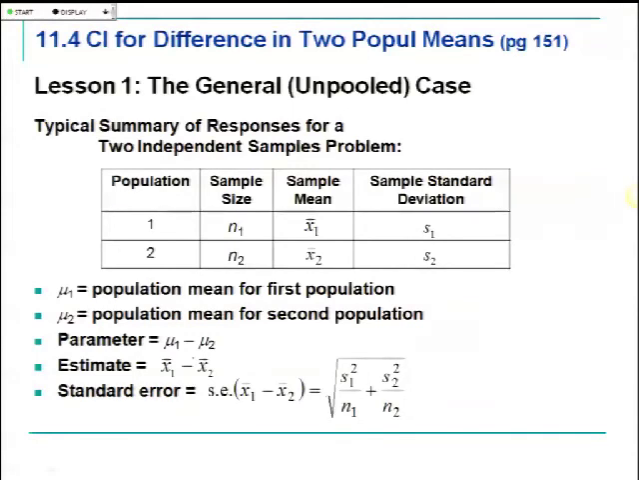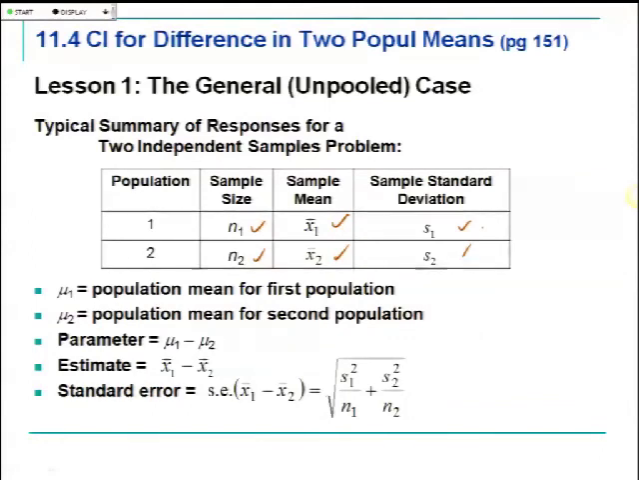So lesson 1 is the first and more straightforward case. It's the general, or what is called unpooled because the other one's pooled, where we have the typical data background. Here's your 2 data sets. You will summarize with the sample sizes. They may or may not be the same. You can have independent samples with not exactly a balanced design. We'll have our 2 sample means, of course, because we're trying to learn about the 2 population means. And I will likely give you those 2 standard deviations, so you don't have to compute them separately.